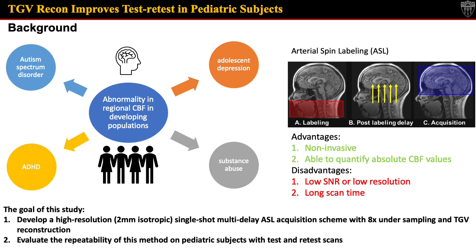So the goal of this study is to develop a high-resolution, 2 mm isotropic, single-shot multi-delay ASL acquisition scheme with 8 times undersampling and TGV reconstruction. And we evaluate the repeatability of this method on pediatric subjects with test and retest scans.